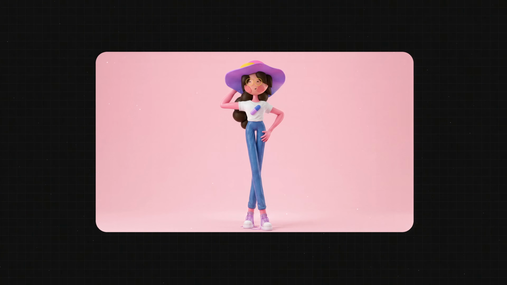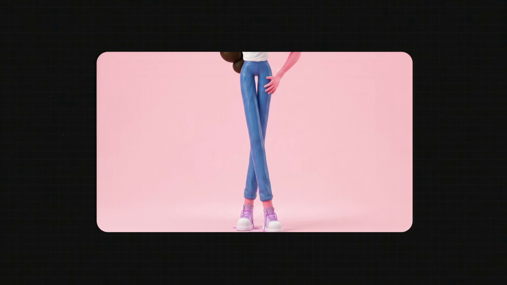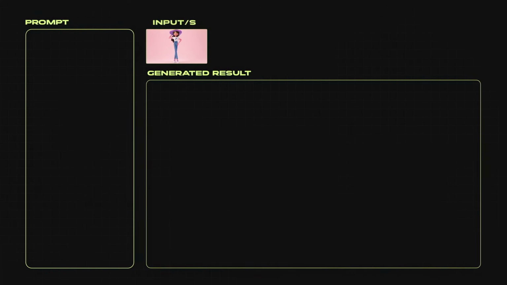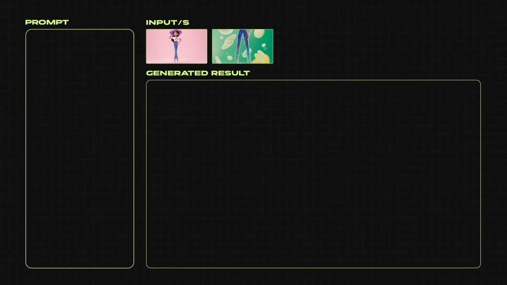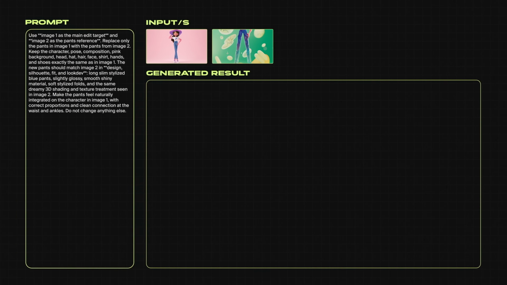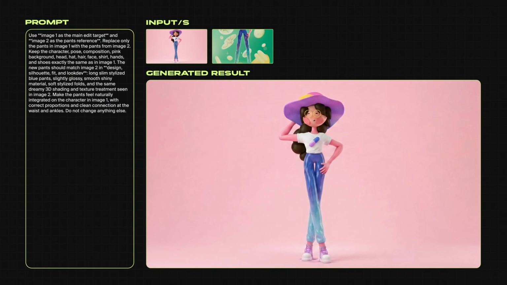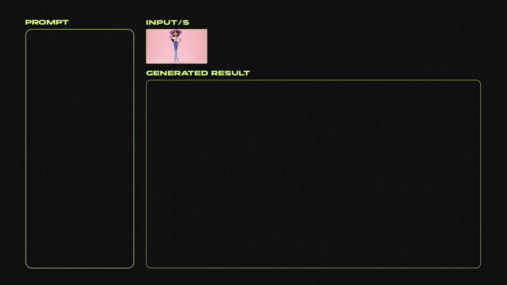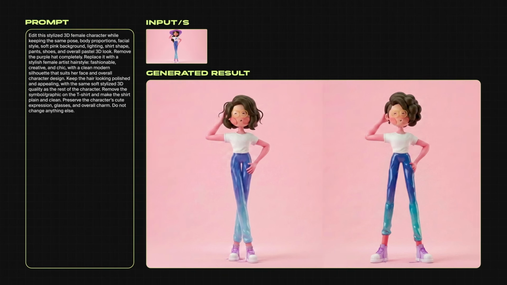And here's our first draft. It looks nice, but I don't really like the pants style. So I'm going to select this result as an input, add one of the main references again, and write a prompt to change only that part. And there we have it. Much better. Next, I'm going to remove the hat and explore different hairstyles.